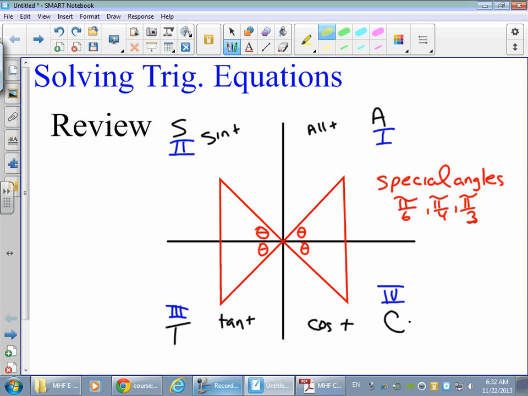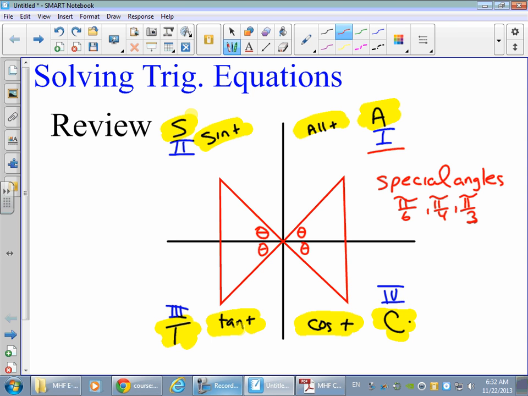The CAST rule, of course, we need to remember. And the CAST rule tells us things like cosine is positive down here, all ratios are positive here, only sine is positive here, and tan is positive over here. I'll also make reference to the various quadrants, 1, 2, 3, and 4. And so we need to make sure we recognize where each one of those is.